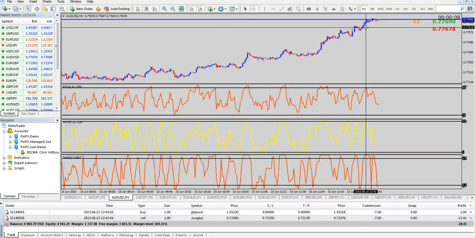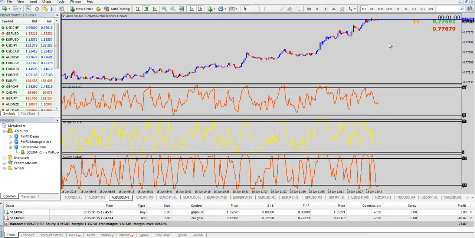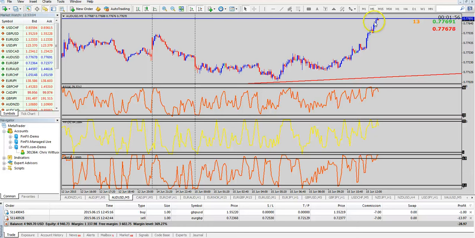So we have it here. Could go short on this one, but again, it's trading against the trend. Not a whole lot going on here right now, so leave that one alone for a little bit. Anyway, that's trading with these indicators.